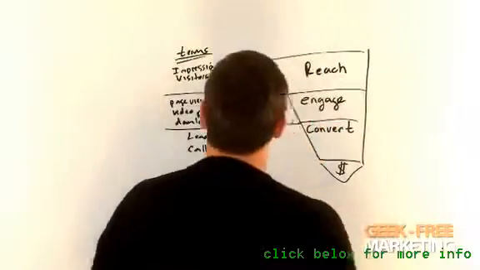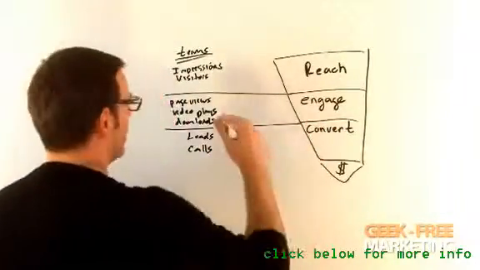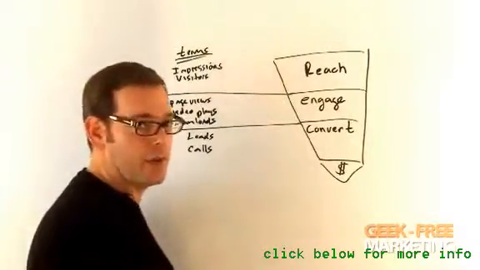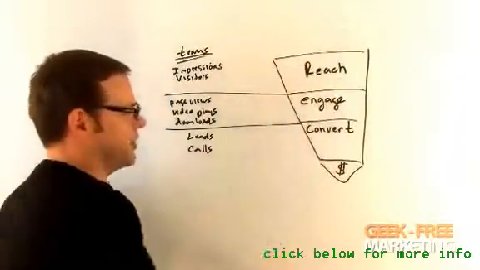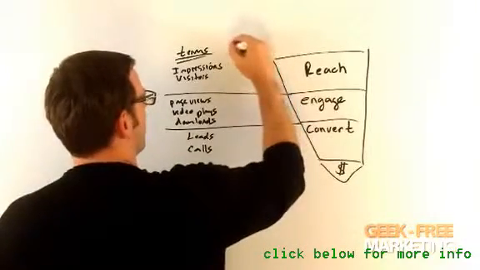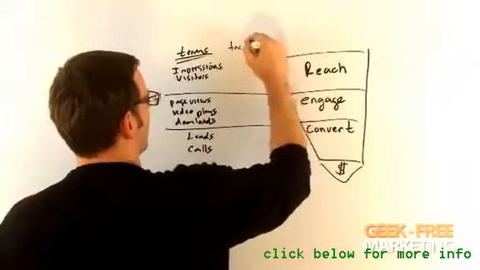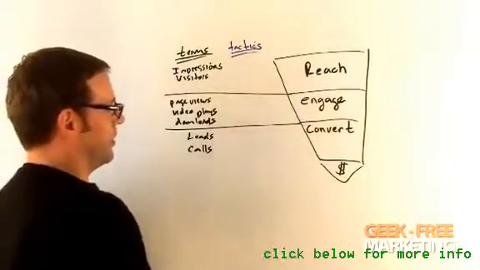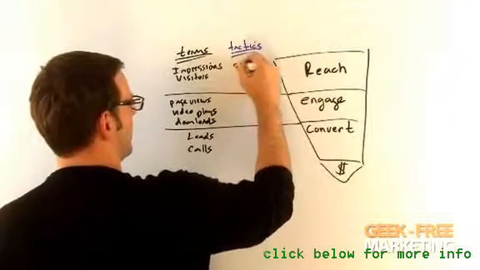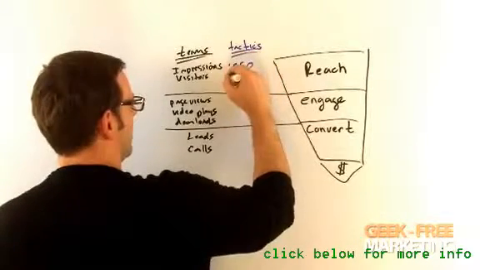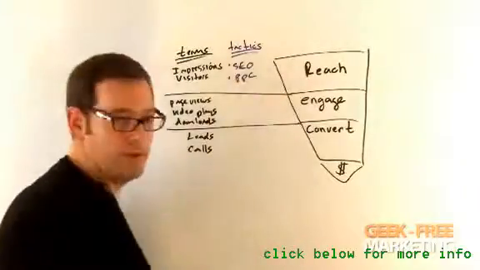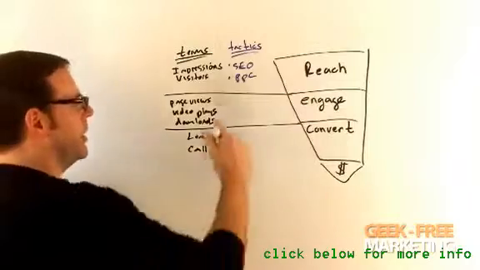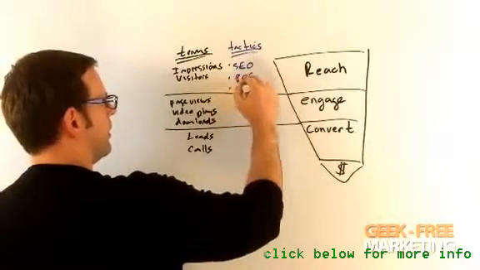I'm going to use a different color here to illustrate, so it's a little easier to see on screen. The methods are the tactics that we use to address each level of the funnel. So how do we increase our reach? Well, as far as the online world, we might use SEO. We might use pay-per-click campaigns, or PPC, Google AdWords, or even Facebook, or any form of paid advertising.